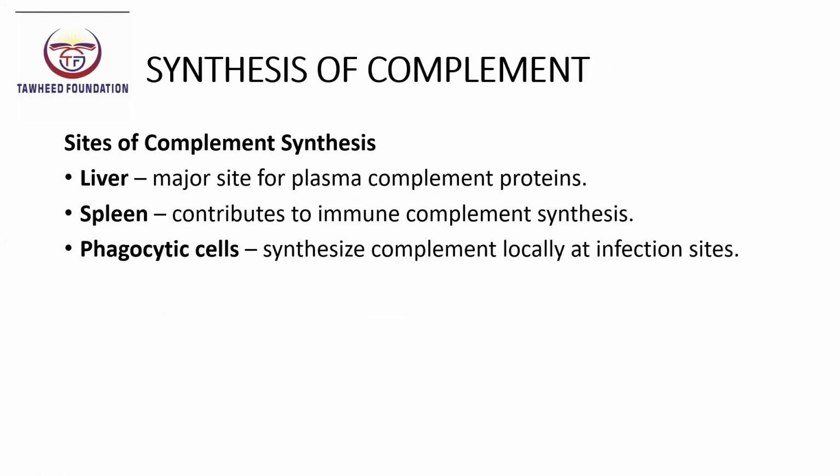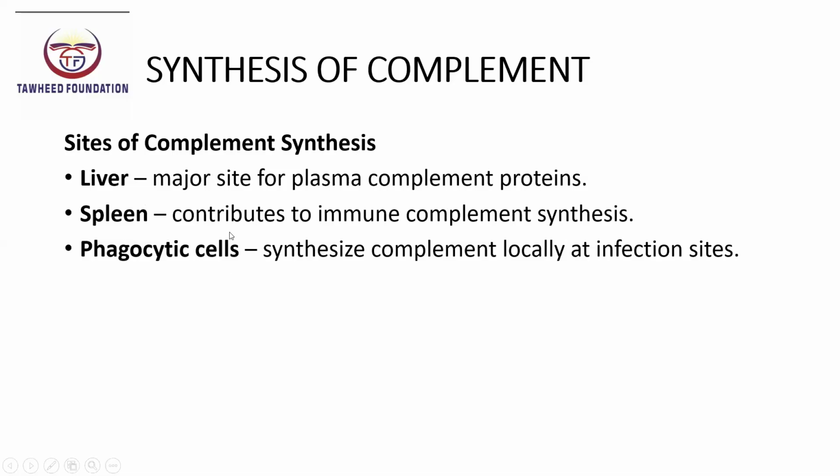Next is synthesis of complement. Site of complement synthesis. Complement proteins are mainly synthesized by several organs and cell types. The liver is the primary site for production of most complement components found in plasma. The spleen contributes to complement synthesis during immune responses, producing certain regulatory and activation proteins.